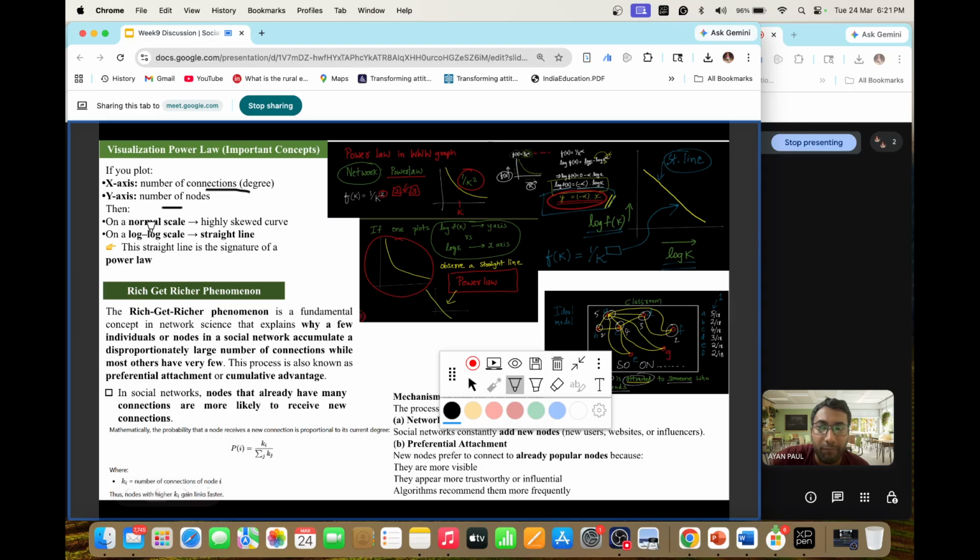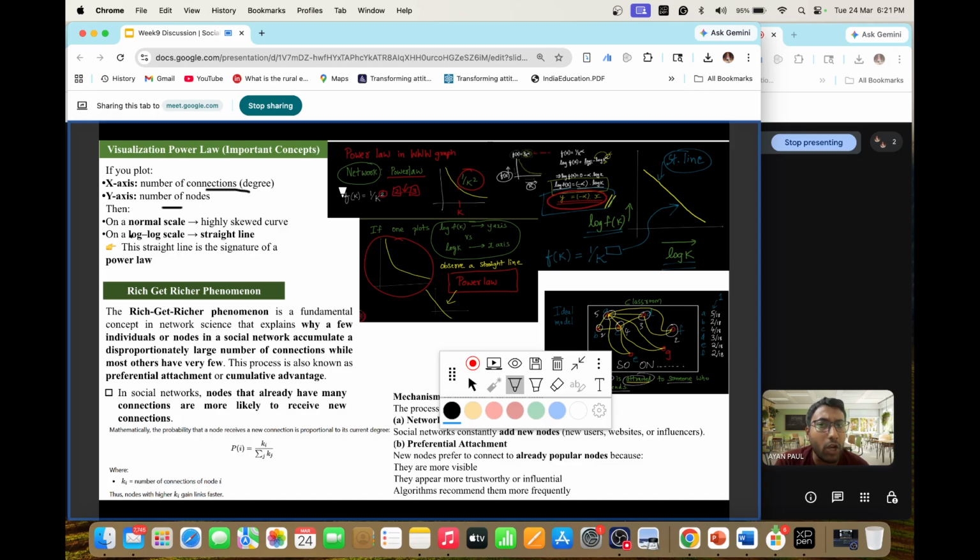But if you plot this same curve on a log scale, what will you see? You will see a straight line. This straight line is the signature of the power law. Why is this happening? Because a power law is a function like f(k) = 1/k², or as I told you, P(k) = k^(-γ). This is the equation of the power law.